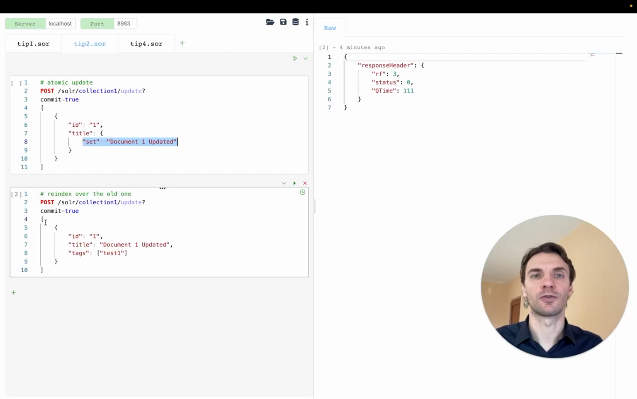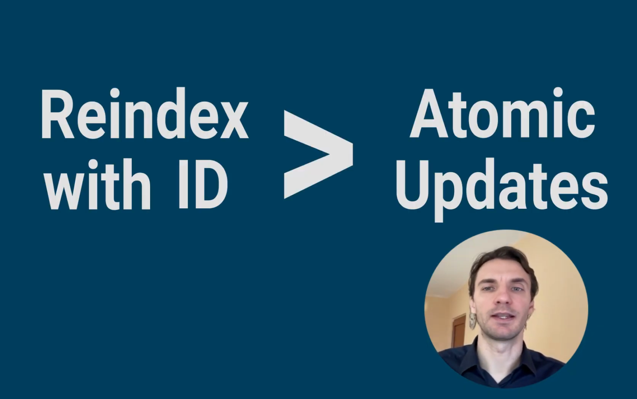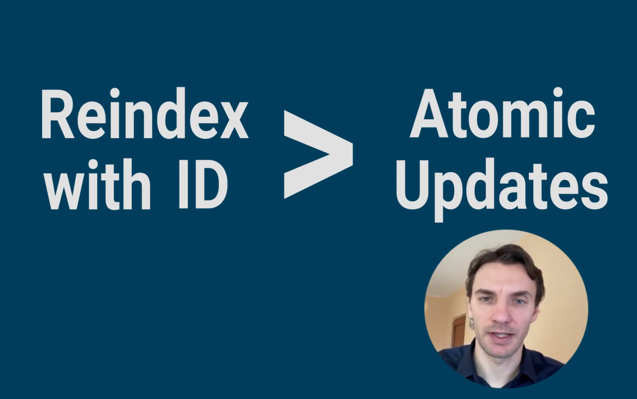If you can afford to fetch the latest version of the document from the source of truth, typically a database, then simply indexing it to Solr with the same ID will be a much faster update.